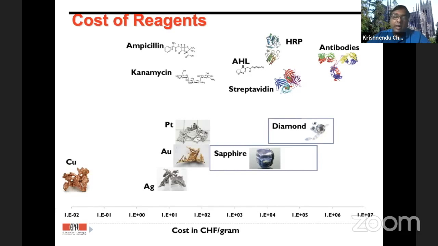So when you're thinking about getting engaged and you want to buy a diamond ring for your fiance, tell your fiance, why diamond? Take antibodies. They're more expensive than diamond, right?